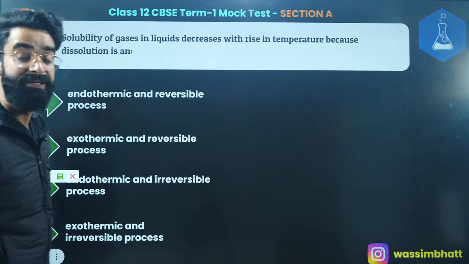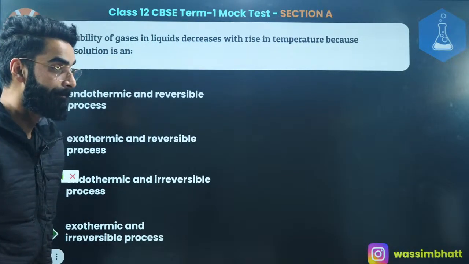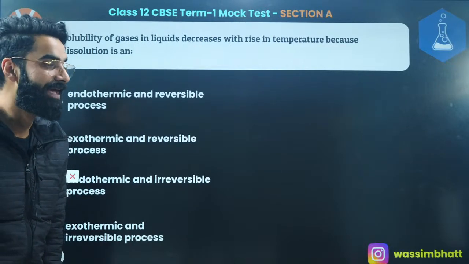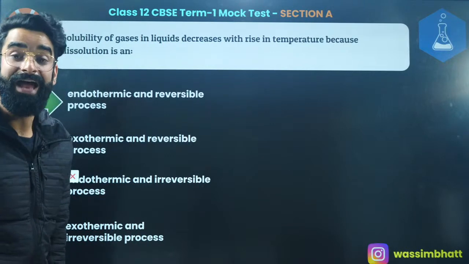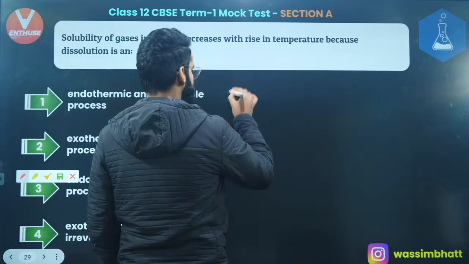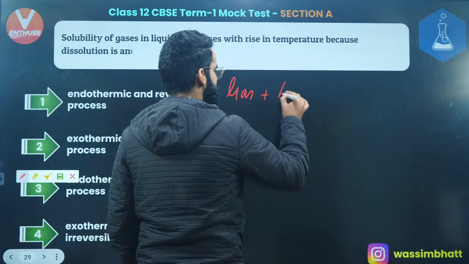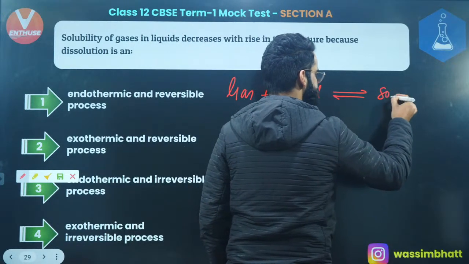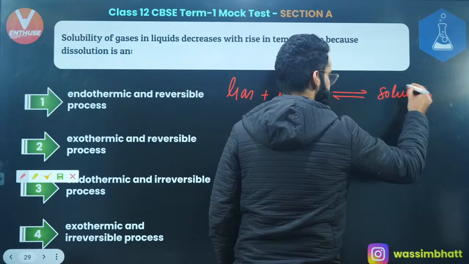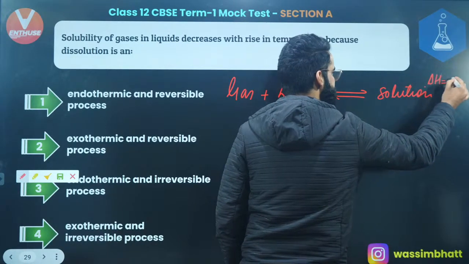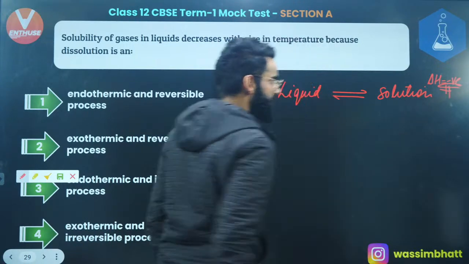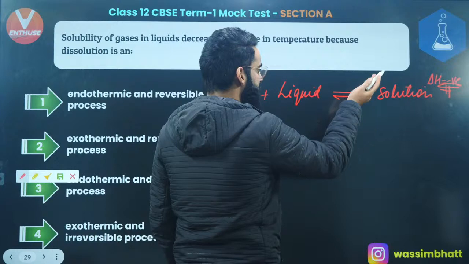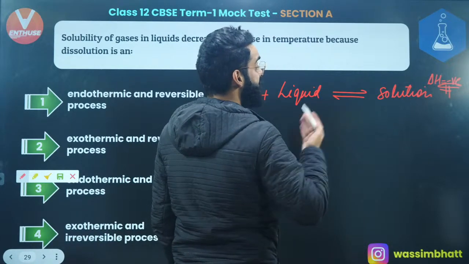First of all, if you talk about the dissolution of a gas in a liquid, it is an exothermic process, right? And it is reversible at the same time. If I talk about gas plus liquid, in equilibrium with the solution, this is the solution which you get. So delta H for this process is basically negative. It is the exothermic process. That is why, on increasing the temperature, we say solubility of gas decreases.